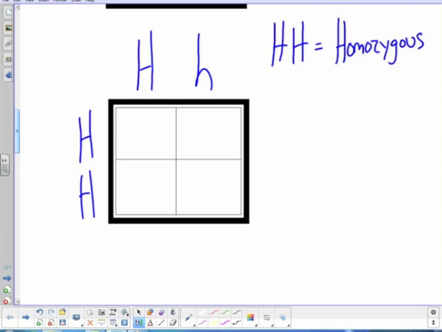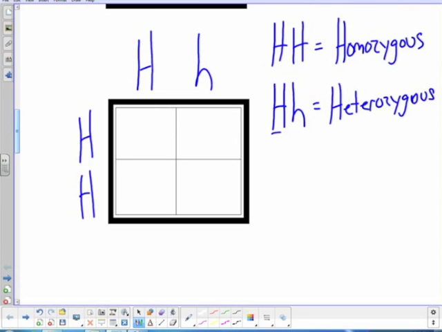Okay, if they're the same, it's homozygous. If the letters are different, it is heterozygous. Homozygous and heterozygous. Yes, the letter is still letter H, letter H. However, this is a capital H and this is a lowercase h, so they're not the exact same. Okay, hetero means different. Homo means the same.